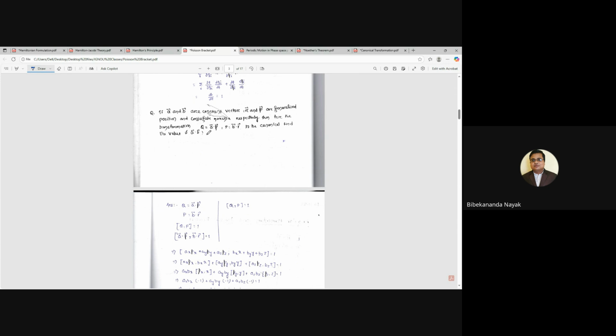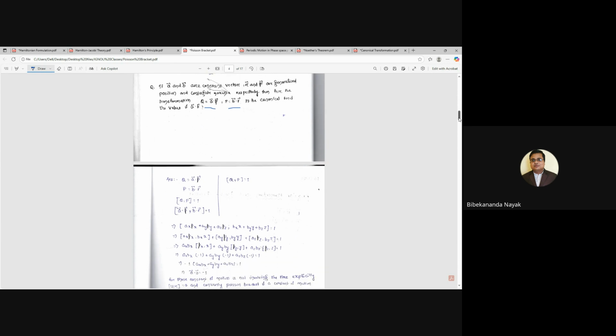Here is a problem. If a and b are constant vectors, and capital Q is a·p, capital P is b·r, then find the value of a·b if the transformation is canonical. If canonical, the Poisson bracket of a·p and b·r is 1. So you take this Poisson bracket, where p has three components, px, py, pz. The dot product means ax px plus ay py plus az pz, and similarly for b and r. Taking the Poisson bracket, only the px, py, pz terms are non-zero, each giving minus 1. So a·b is equal to minus 1.